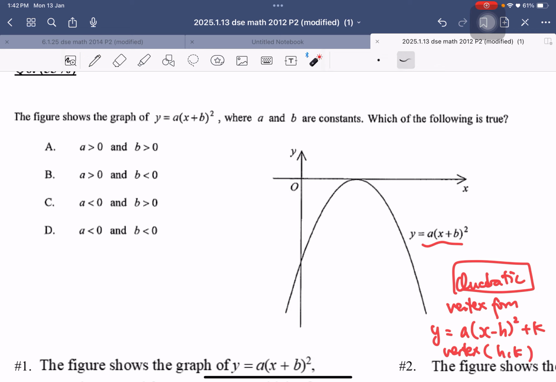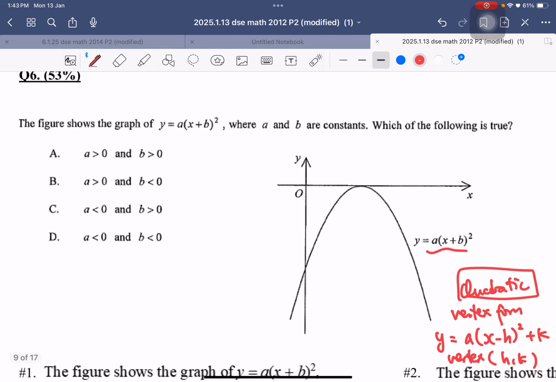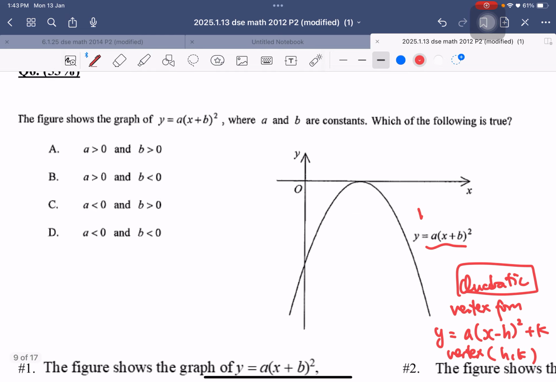When this is negative, we take the h positive. We swap the sign. If this is negative h, we take the positive. If this is positive, we take the negative. Understand? So for here, we have this. Then what is the vertex for this question? What's the vertex here? Just in terms of b.